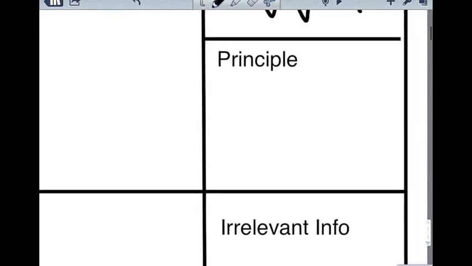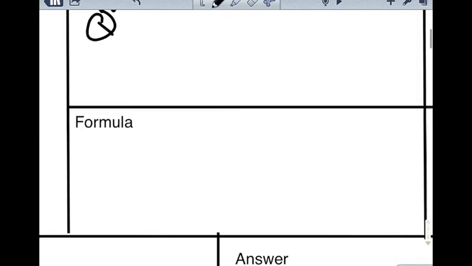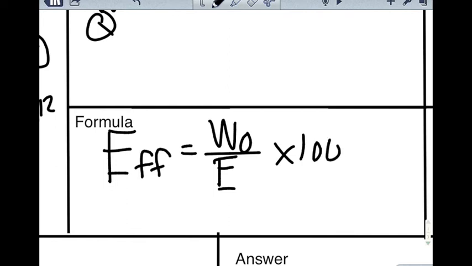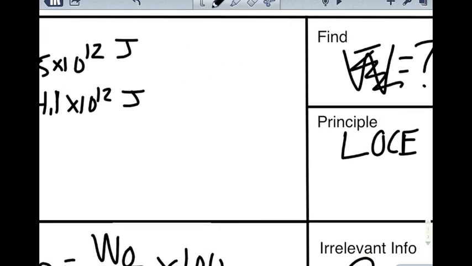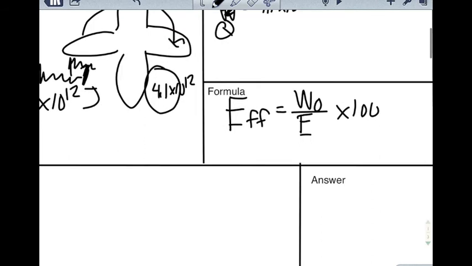So the principle involved here, once again, is the law of conservation of energy. We're not really sure if we have any relevant information yet, but we do know that the formula we have is the efficiency is equal to the work that I get out divided by the energy that I put in, times 100. Now, unfortunately, I don't actually have the work that I get out of it, because I am trying to find the efficiency, not the work.